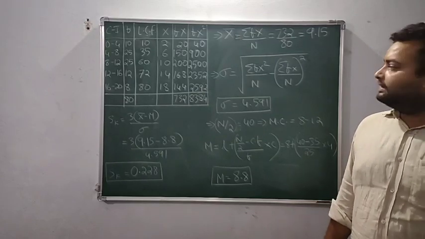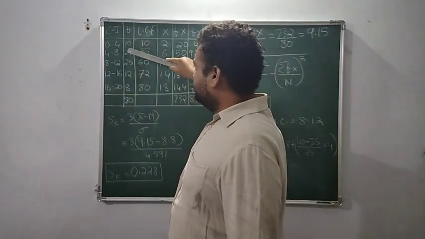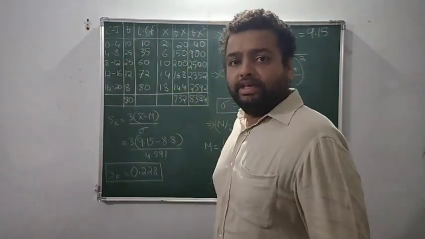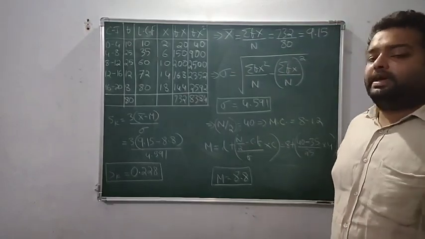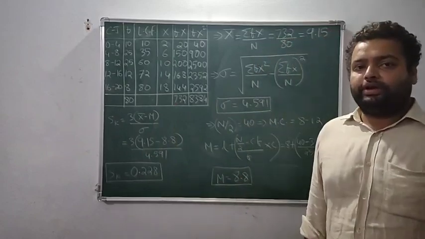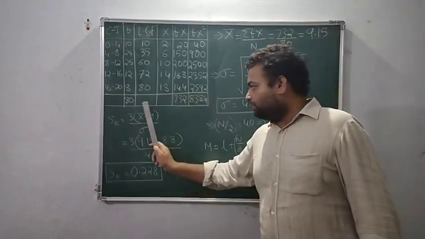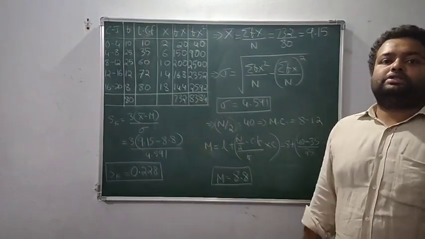So remember one thing. First, we need to check the frequencies. If there is more than one highest frequency, then we have to immediately switch to this formula. That is, instead of computing the mode, we have to compute the median and apply this formula here. So this is the positively skewed distribution.